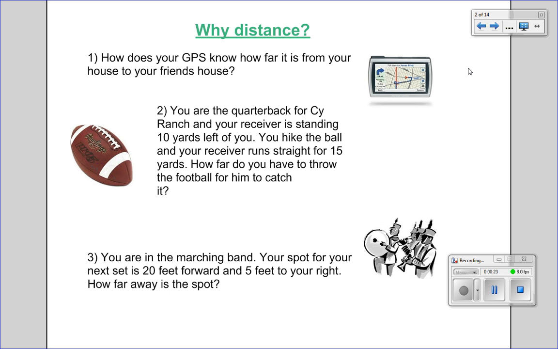Another question you can ask is, let's say you're the quarterback of Cy Ranch and your receiver is standing 10 yards left of you. You hike the ball and your receiver runs straight for 15 yards. How far do you need to throw that football for him to catch it?